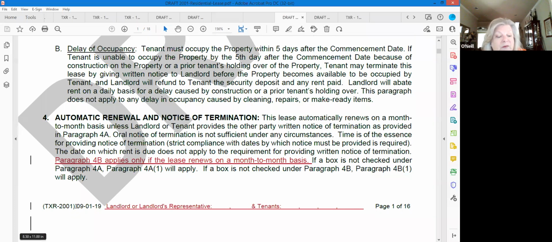I still get leases from 2001. They've been repealed by law many times. It's very deadly for brokers to use repealed lease forms because they're usually complying with the law that we have. Any questions?